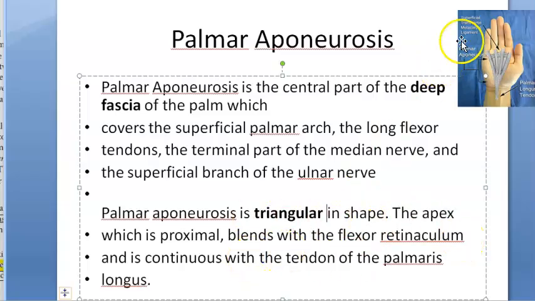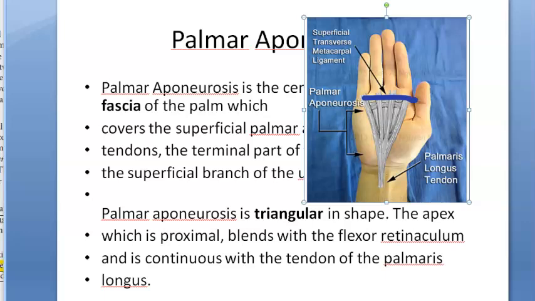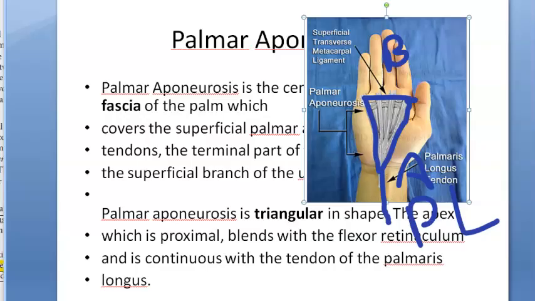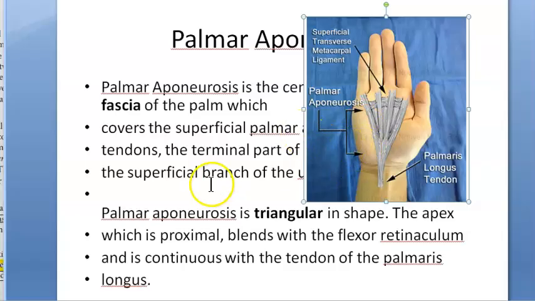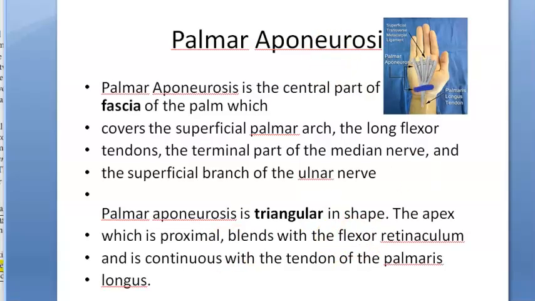Apex. So let us see. Triangle, no. So first we will check what all is there here. So you have a base, you have an apex. Apex is continuous with a tendon, which is the palmaris longus muscle's tendon. Then this is lateral, right? Lateral thumb side is lateral border, and here you have medial border. Medial side and lateral side. Okay, so it is triangular in shape. What else should we check here? So the apex blends with the flexor retinaculum, which is there here, right? Apex blends with flexor retinaculum, and it is continuous with the tendon of the palmaris longus.